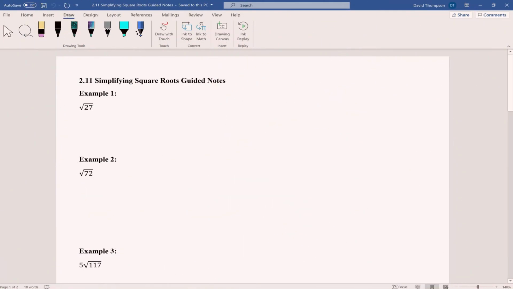In this video, we're going to talk about simplifying square roots. Example 1, we're trying to simplify the square root of 27. The most intuitive way to do this is to take 27 and break it down into factors. What we mean by factors is numbers that multiply to make 27.